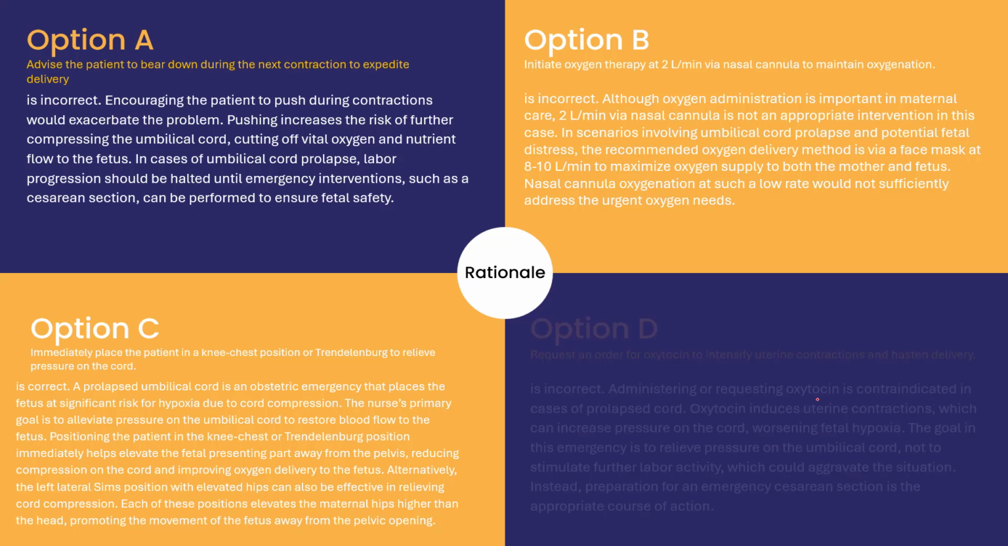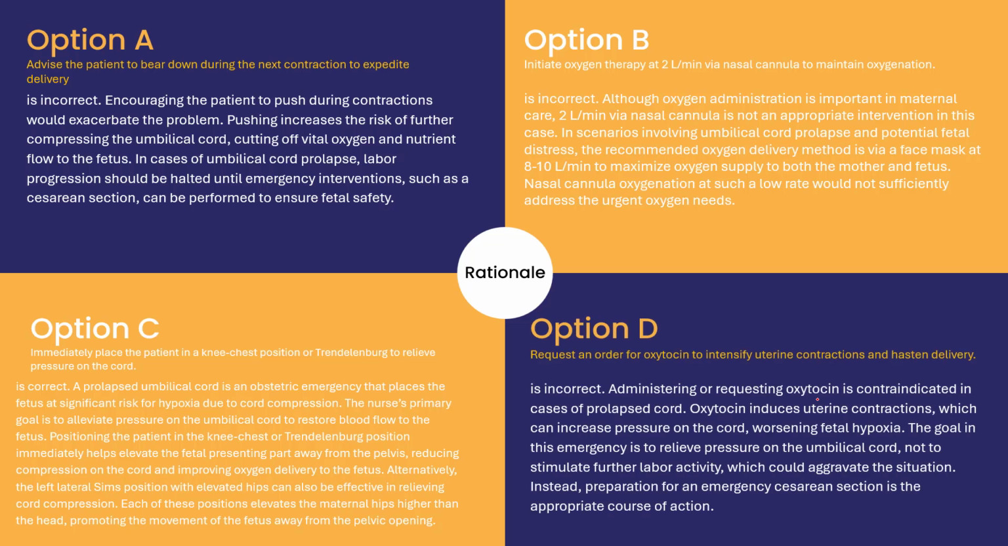D is incorrect. Administering or requesting oxytocin is contraindicated in cases of prolapsed cord. Oxytocin induces uterine contractions, which can increase pressure on the cord, worsening fetal hypoxia. The goal in this emergency is to relieve pressure on the umbilical cord, not to stimulate further labor activity, which could aggravate the situation. Instead, preparation for an emergency cesarean section is the appropriate course of action.